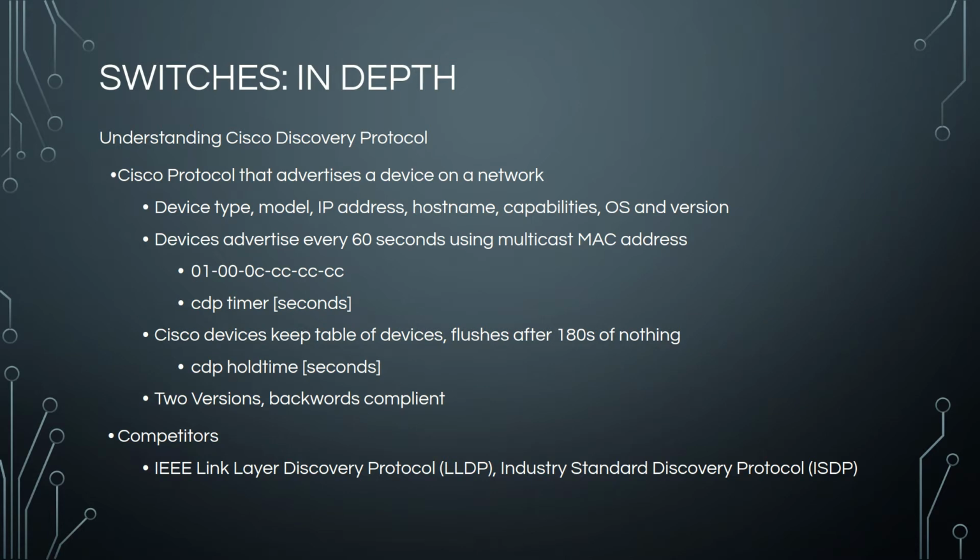Let's just talk about CDP. Cisco Discovery Protocol advertises a device on a network. It'll give you the device type, the model, IP address, the host name, capabilities, operating system version. We'll see that in a second, and we'll play with it slightly in practice. A device advertises every 60 seconds. It uses a multicast MAC address, which is 01-00-0C-CC-CC-CC. It's a special MAC address specifically set for Cisco devices.